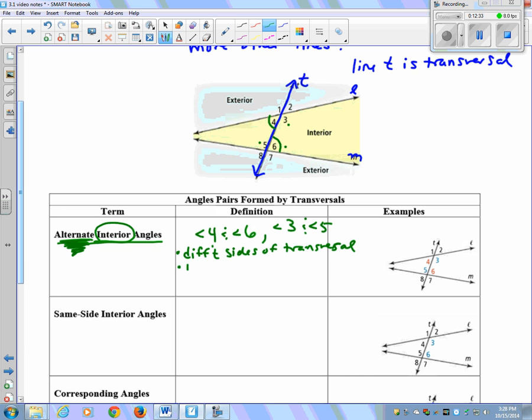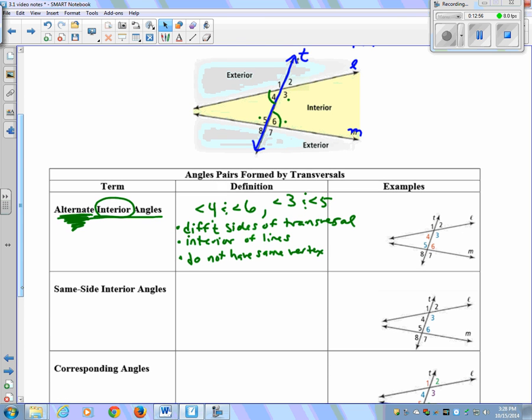They're on the interior of the lines. And they do not have the same vertex. Okay? So let's look at the next one.